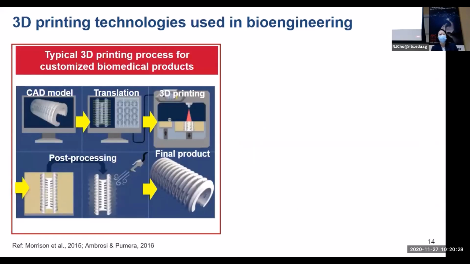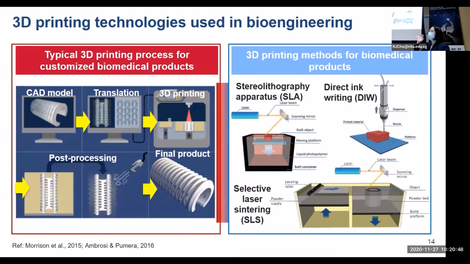So let's see how people use customized fabrication for biomedical devices. They use the CAD model after scanning your body, then translate it into 3D printing code, and 3D print it. The final product goes through post-processing. There are three common ways to produce biomedical devices using 3D printing: SLA, stereolithography apparatus, direct ink writing, and selective laser sintering.